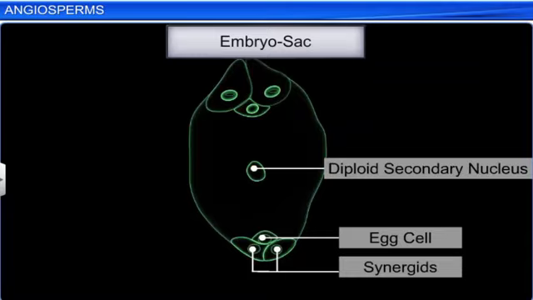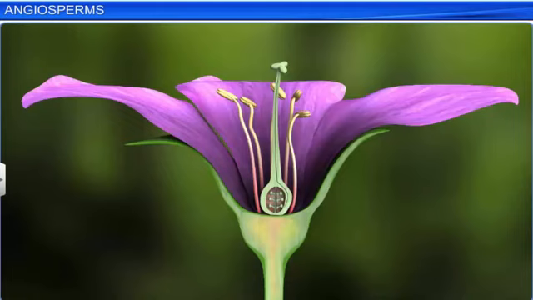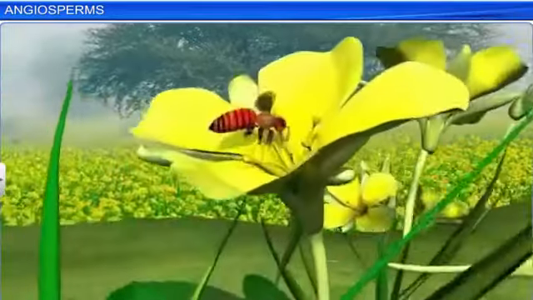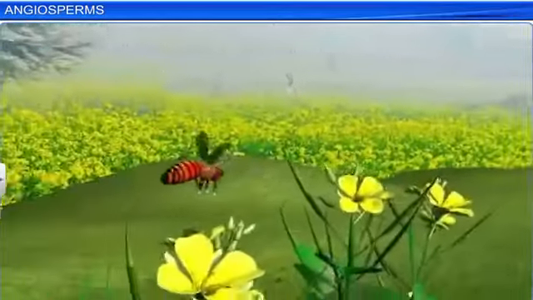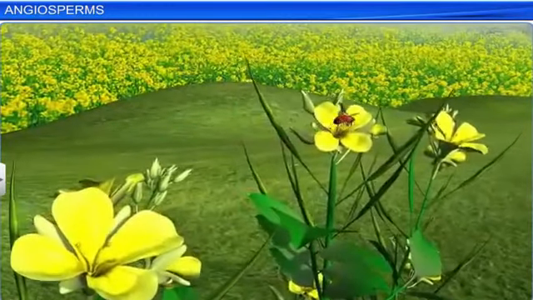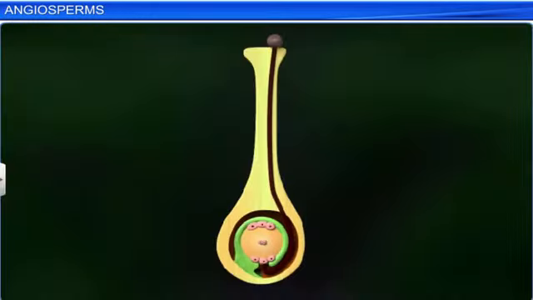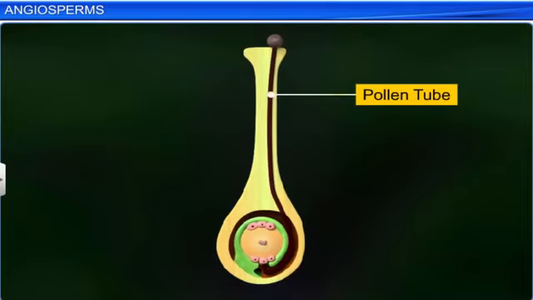The polar nuclei eventually fuse to produce a diploid secondary nucleus. The embryo sac now becomes ready for fertilization, which in the case of angiosperms takes place by a process called pollination. During pollination, the anther disperses the pollen grains, which are then carried by agents such as the wind and insects, and are deposited over the stigma of a pistil. Here, the pollen grain germinates and produces a pollen tube. This tube penetrates the tissues of the stigma and style to enter the embryo sac inside the ovule.